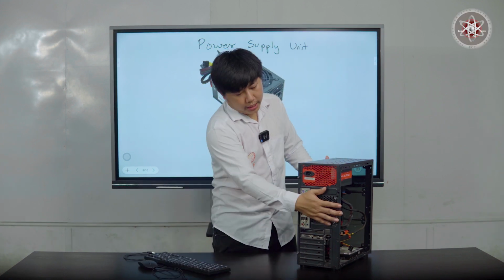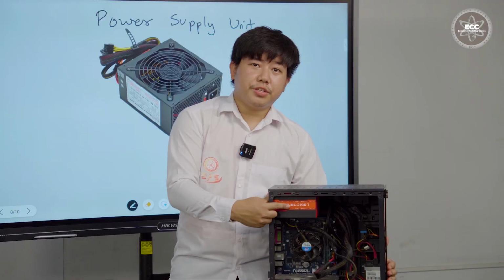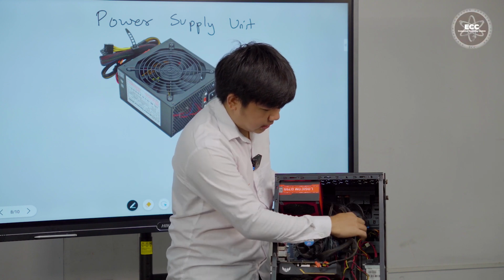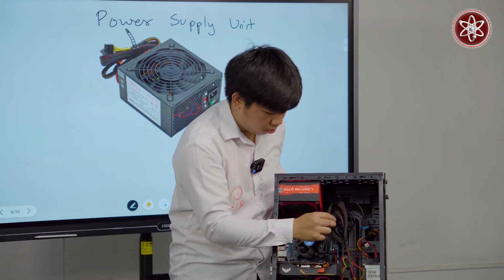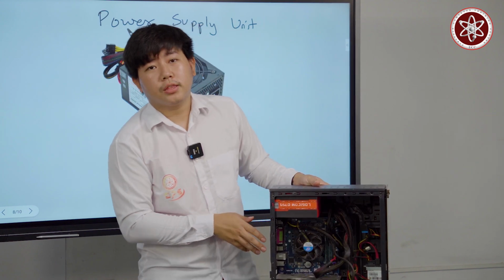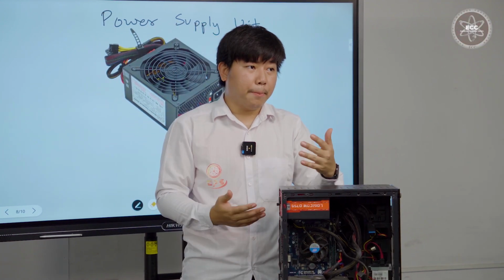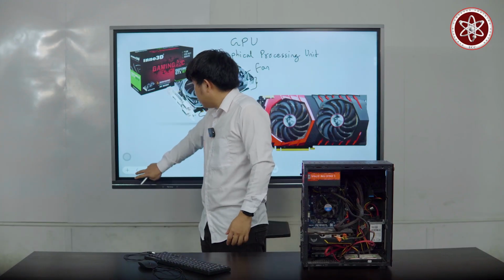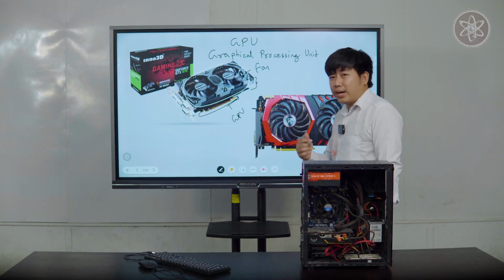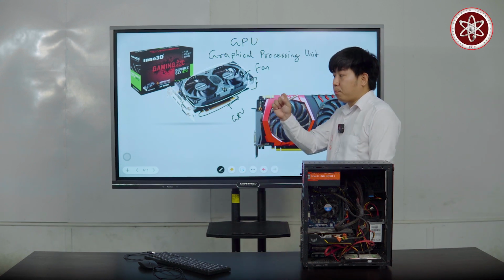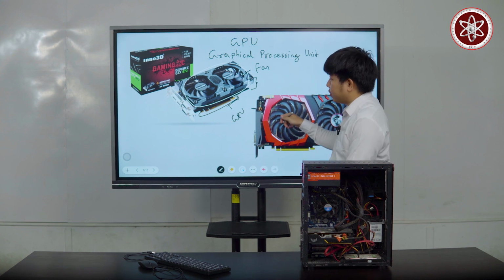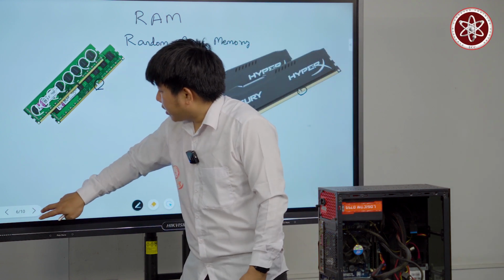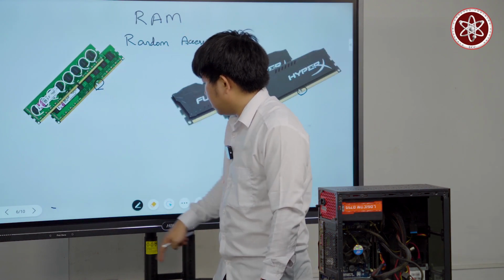So let's look at here. This is a power supply unit. This supplies all the components inside with these big colorful cables, and each cable carries a different amount of voltage. So for example, the GPU requires a lot of electricity, so it has a bulgier, bigger cable going to it. But the RAM doesn't require any direct electricity.